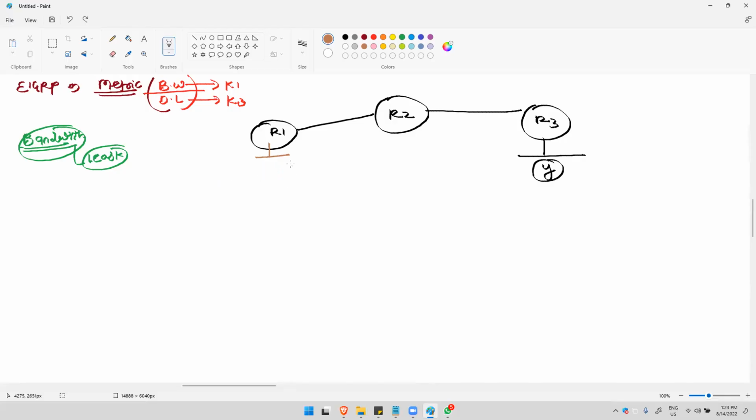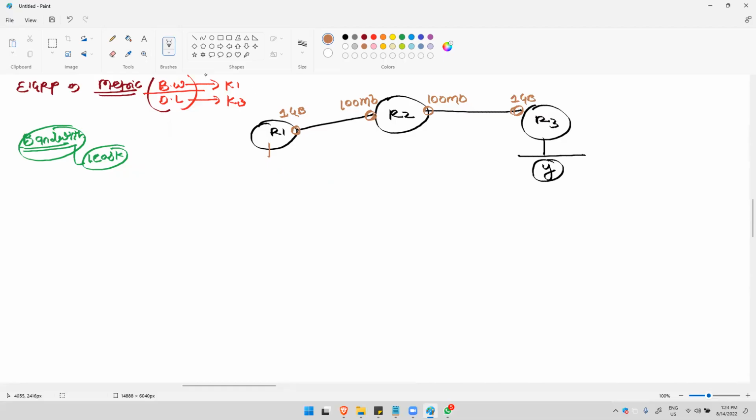Now one more thing. R3 forwards the update on which side? R2. R2 forwards it to R1. Now verify. R1 says on this interface the bandwidth is how many? 1 GB. R2 says on this interface I am getting a bandwidth of how many? 100 Mbps. R2 says I am getting only 100. R3 says bandwidth is how many?